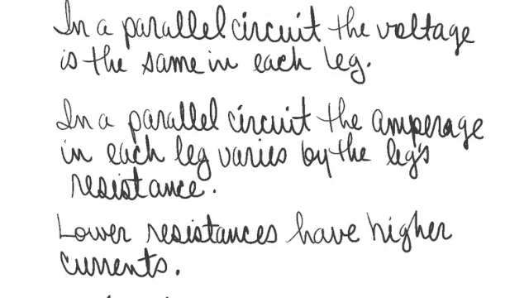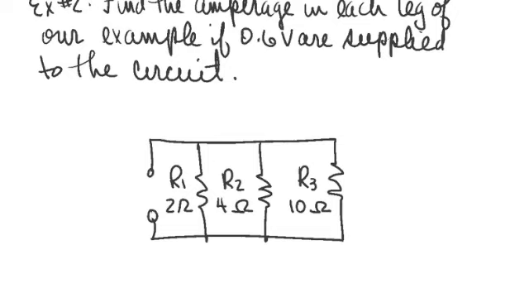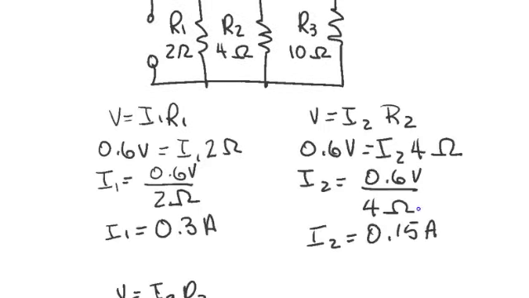Let's try an example here. Example number 2. Find the amperage in each leg of our example if 0.6 volts are supplied to the circuit. And I've redrawn the circuit on the screen for you in case you've forgotten what it looks like. Let's move that down and proceed to find the amperages. V equals IR. Ohm's law still holds for each and every leg. And as we said, 0.6 volts are applied to the circuit. That means each resistor receives 0.6 volts.